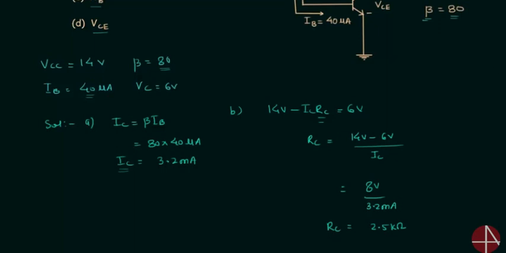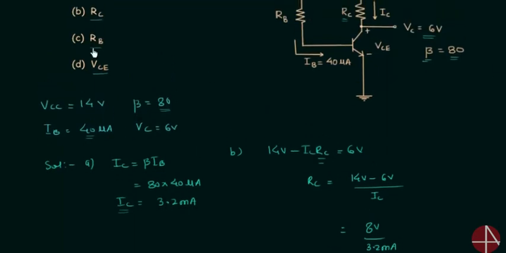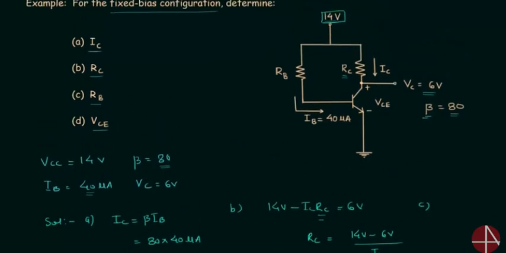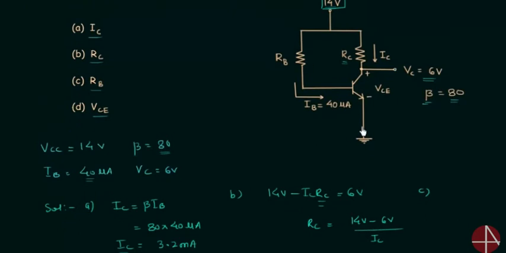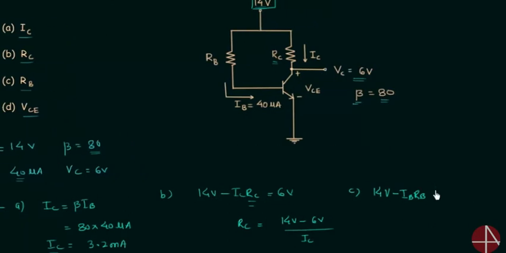In the C part of the problem, we need to calculate the resistance RB, and this time also I will use KVL, but in the input loop. I will start from 14 volts. So we have 14 volts minus IBRB, the drop across resistance RB, minus VBE, and it is equal to 0.